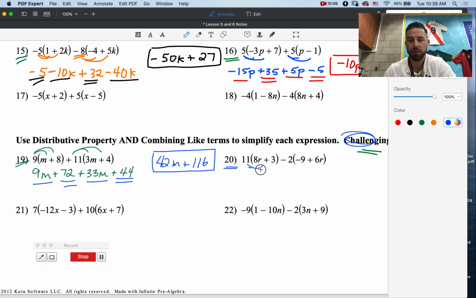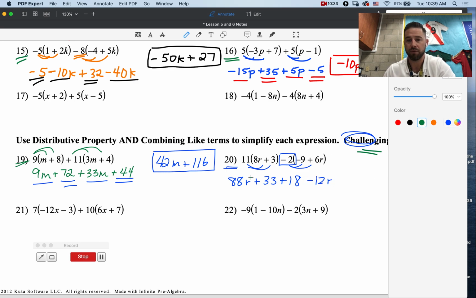So distribute, distribute, circle this guy, right? Because he has that negative out in front. Distribute, distribute. 11 times 8r is 88r. 11 times positive 3 is positive 33. Negative 2 times negative 9, that's a positive 18. Negative 2 times positive 6r, I think, is a negative 12r.